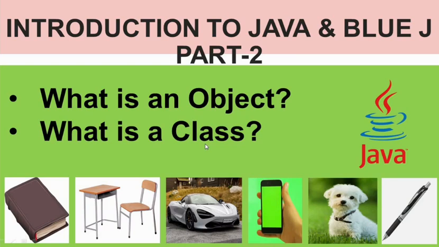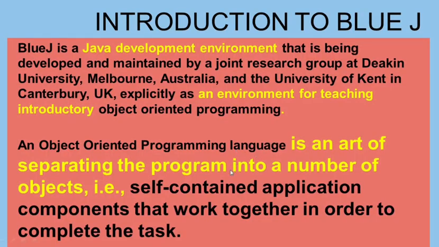Okay, so before starting with this, let me quickly rewind what you have studied till now. In the previous lecture you studied that object oriented programming, or OOP, is an art of separating the program into number of objects. So this is what you studied in the previous lecture, and today we will talk about these objects only.